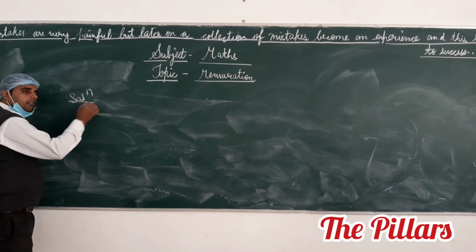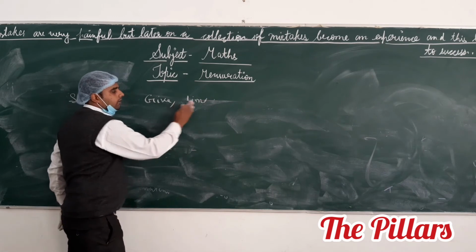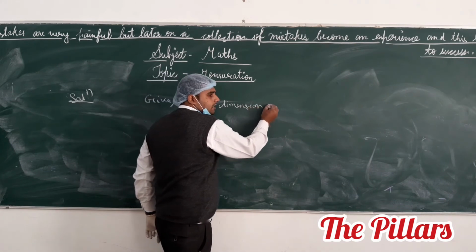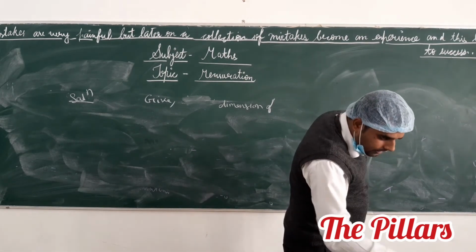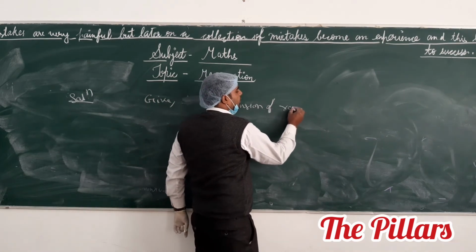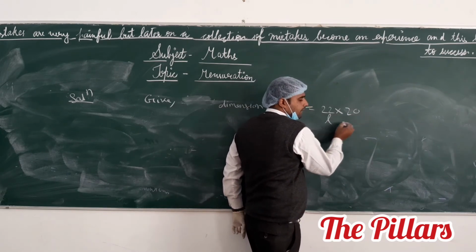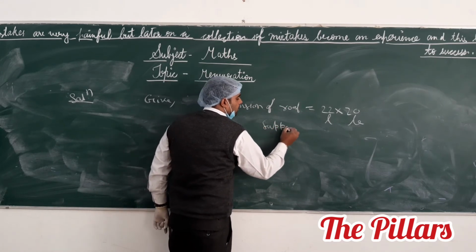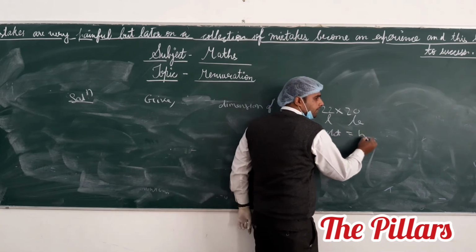And the given things: the given dimension of the roof is 22 meter into 20 meter. This is the length. Suppose this is the radius. Suppose height equals h. Here, is there any problem?